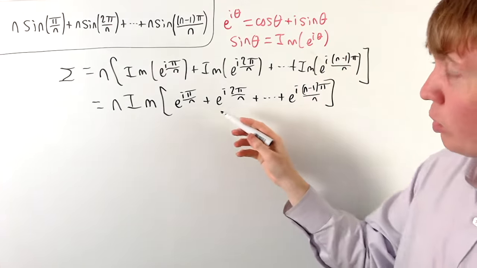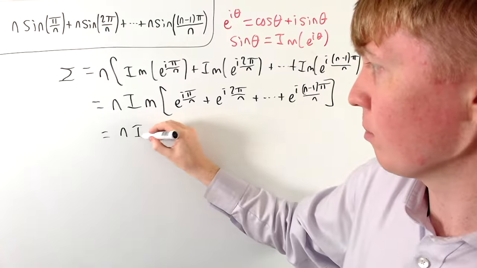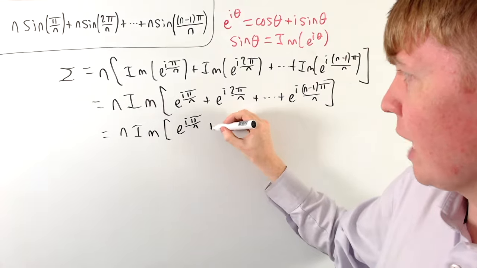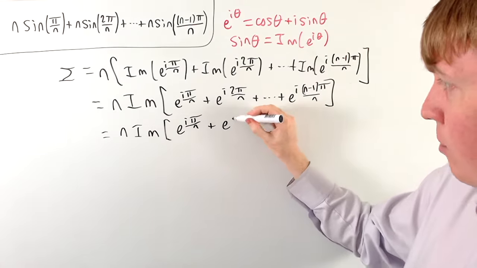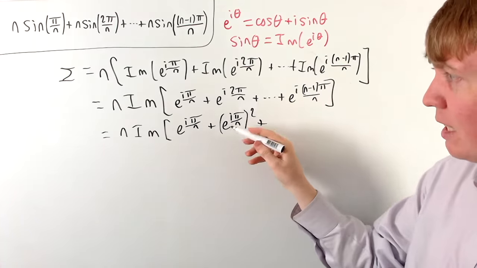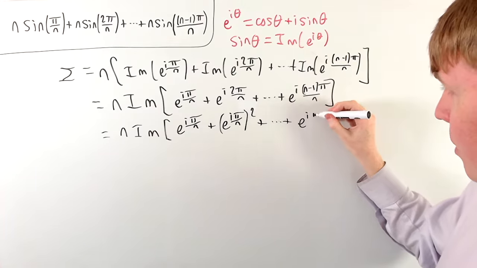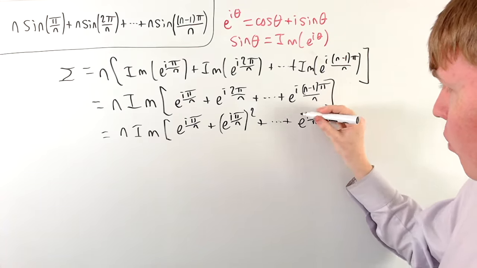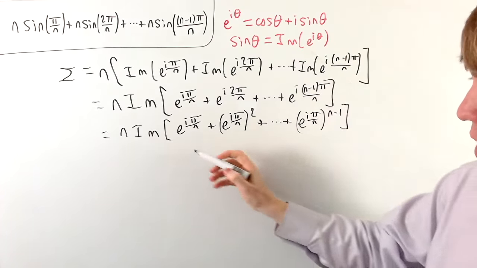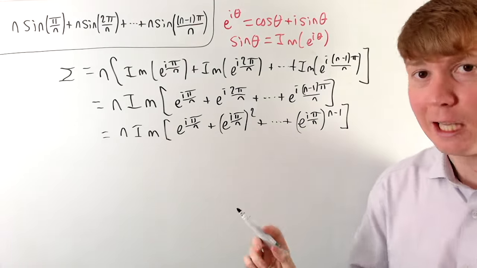And you can see at this point we're starting to get a geometric sequence here, so we can write this now as n times the imaginary part of e to the I pi over n, then this is just e to the I pi over n all squared. The next one would be e to the I pi over n cubed, and so on, all the way up to e to the I pi over n, where this is now raised to a power of n minus 1. So we take the imaginary part of this geometric sequence and multiply by n.